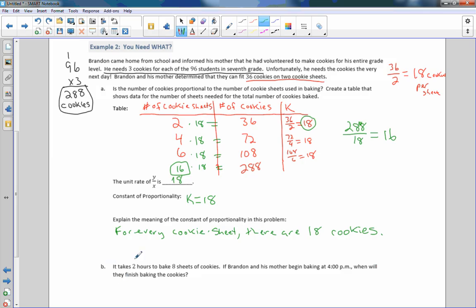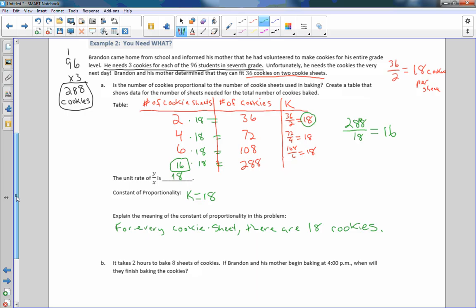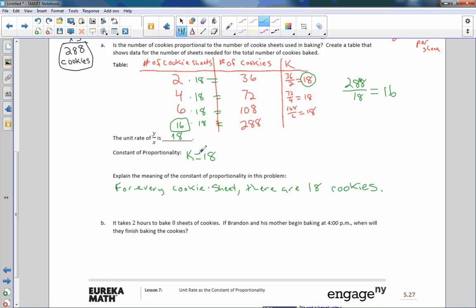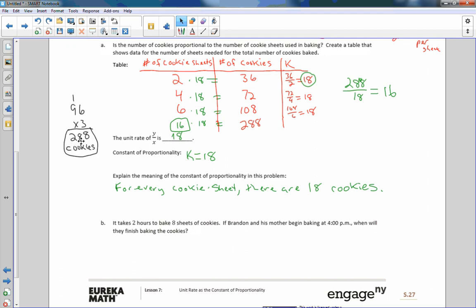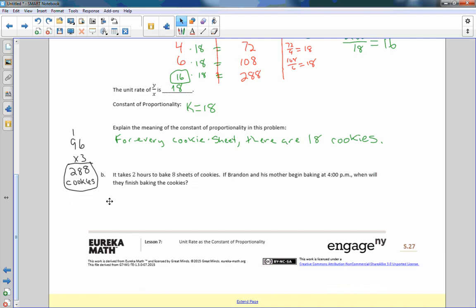B, it takes 2 hours to bake 8 sheets of cookies. If Brandon and his mother begin baking at 4, when will they finish baking the cookies? Okay, so first of all, we need to use this information here. So let me just drag that down here because it's off the screen now. Here's what we need. We need 288 cookies. 96 students times 3 is 288.